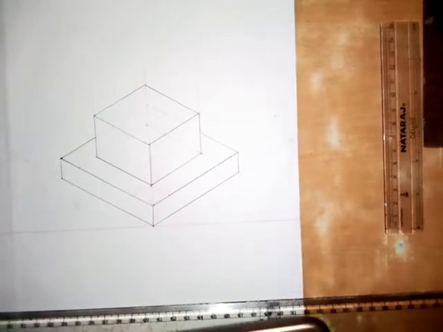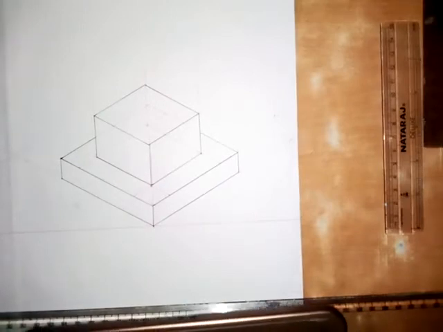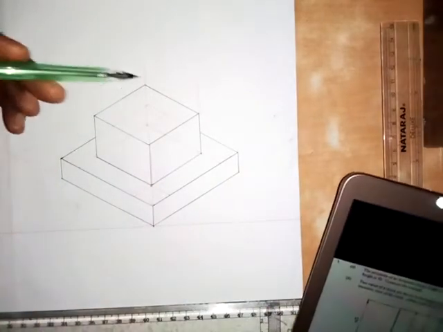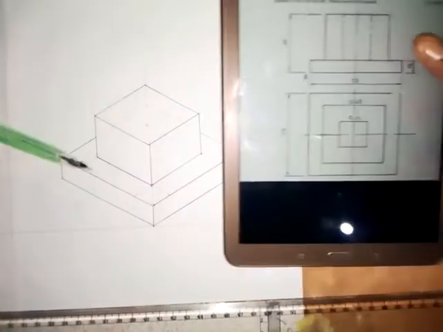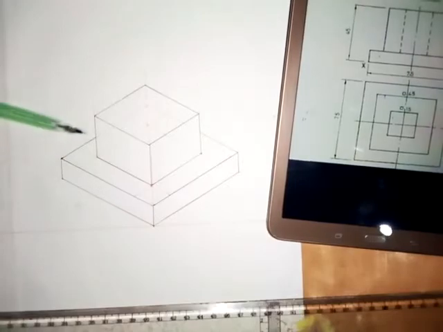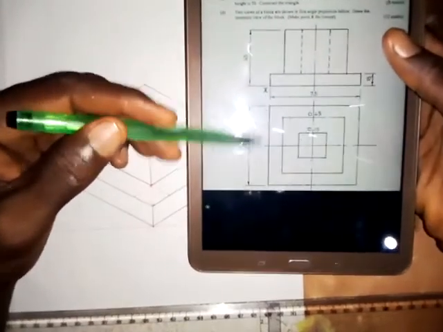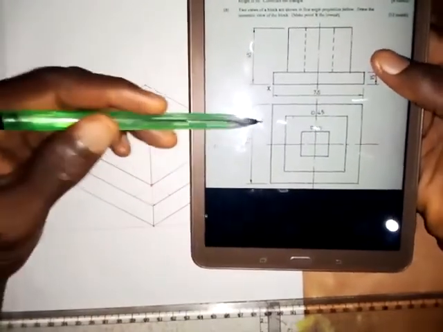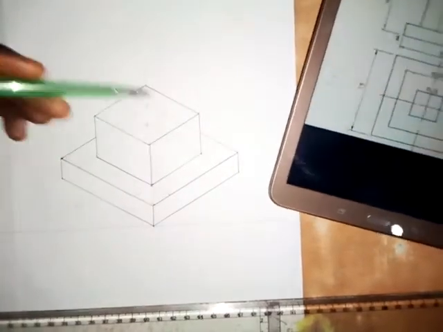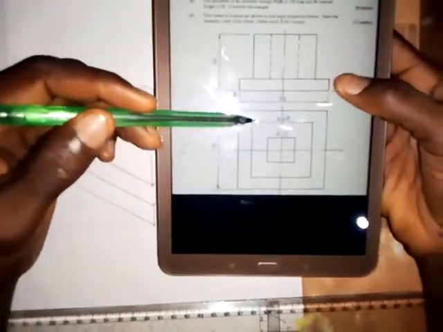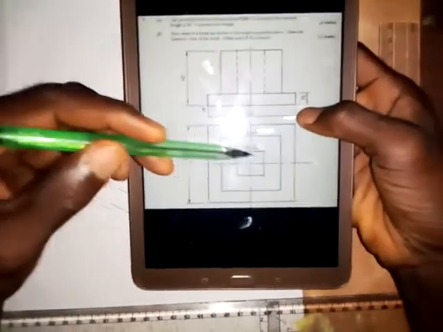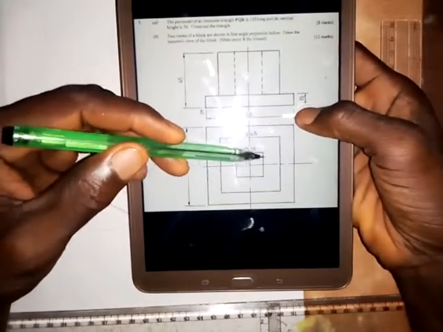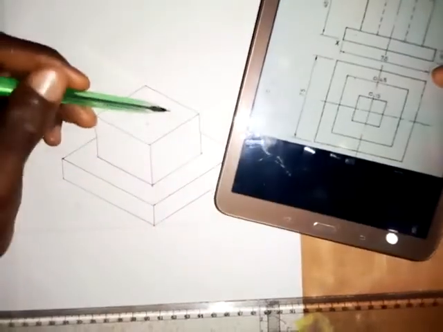Alright, so this is what we have done so far, as you can see here. If you look at it, we have produced the first square whose length is 75 millimeters, which is this one. The one with length of side 45 millimeters is what we have on top here. We now need to put the one with length of side 15 millimeters. We need to put it here.